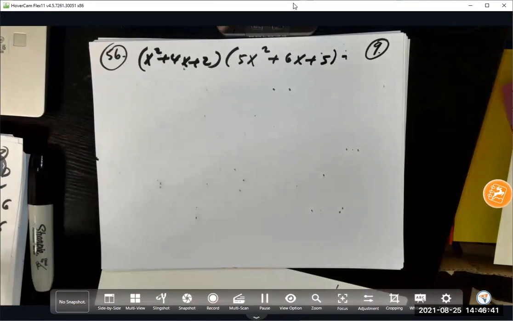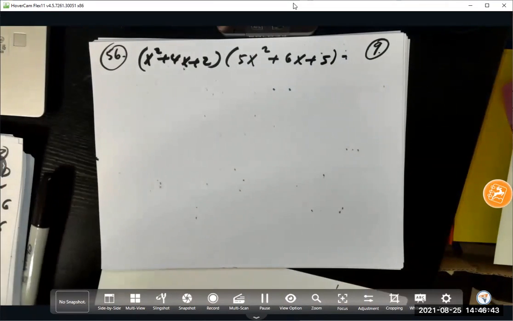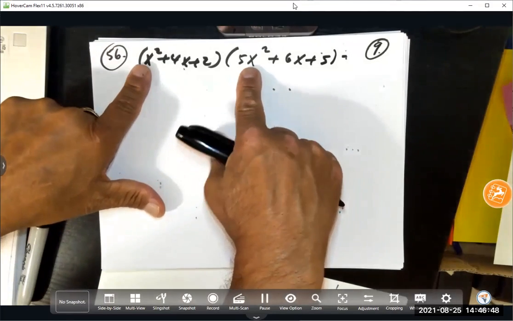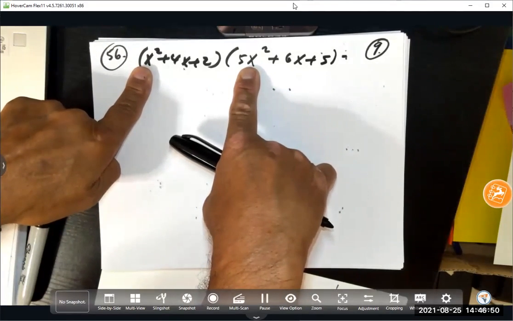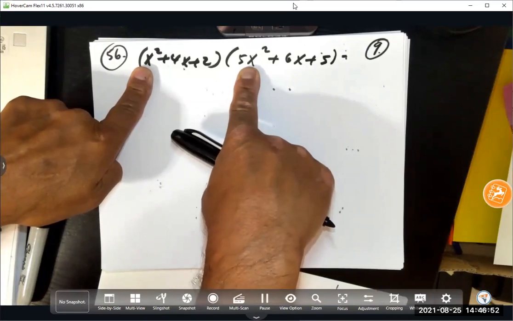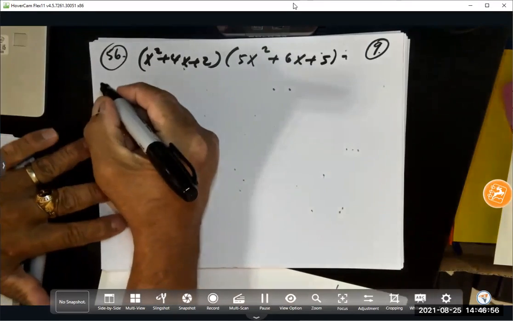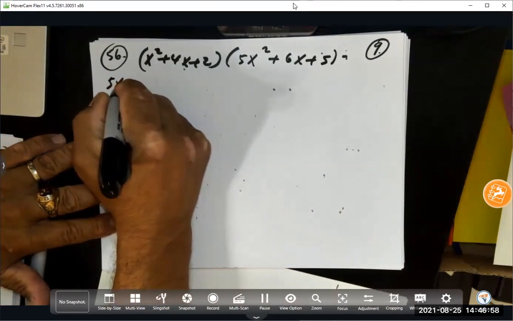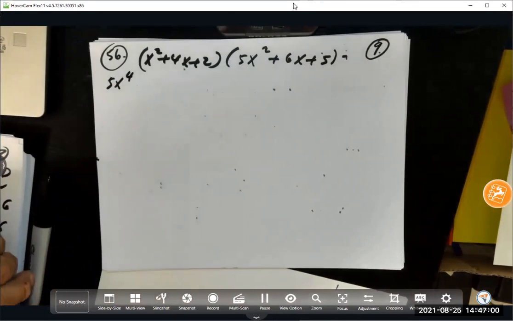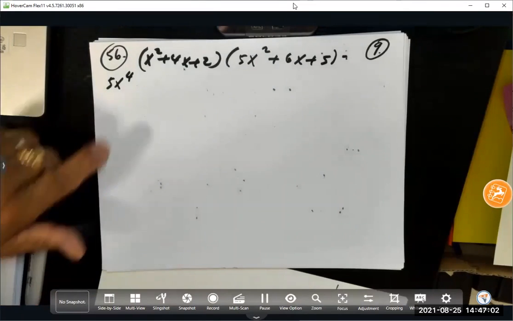Okay, so let's do this guy right here. So I'm going to do the first two first. See this right here, my fingers are? x squared times 5x squared. 5x to the fourth power. Let me write it down. 5x to the power of 4. Everybody okay with that? Yes. All right. So now this one here.